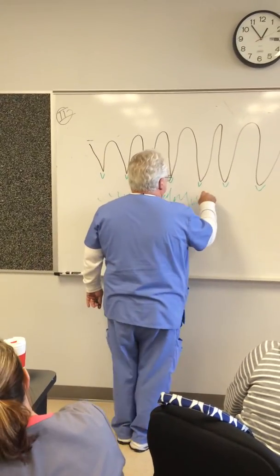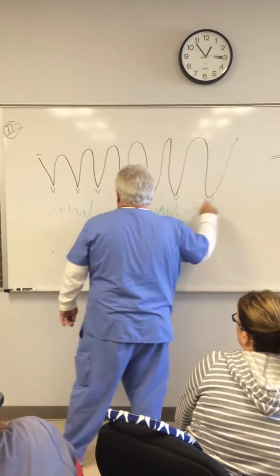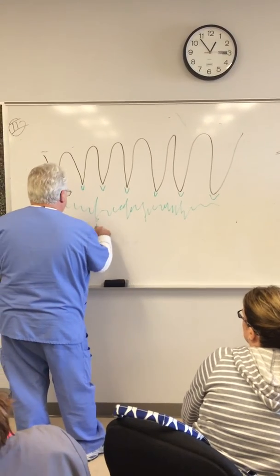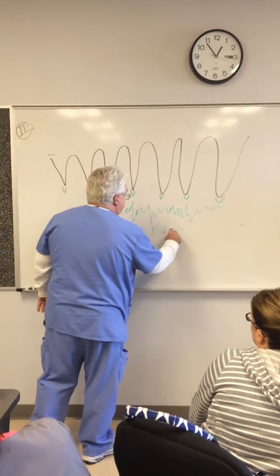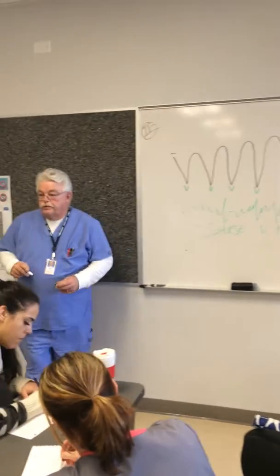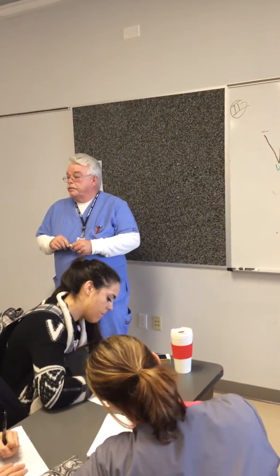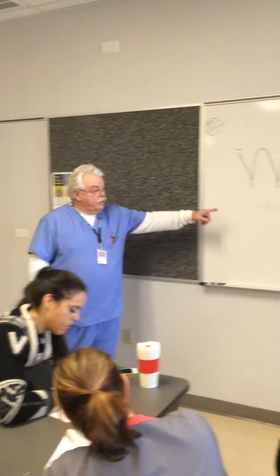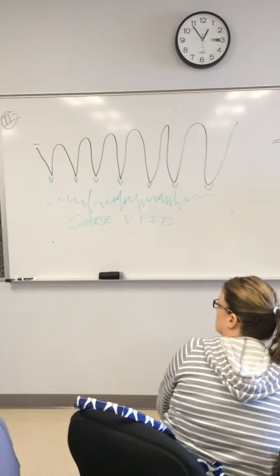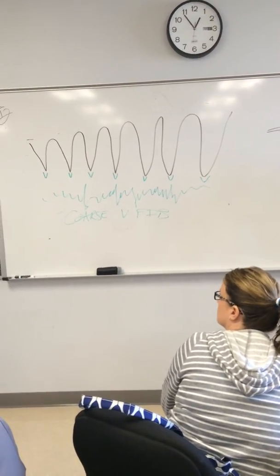What's this? Oh, that's the coarse VFib. Remember AFib, where the atria are quivering? Well, in VFib, the ventricles are quivering, all right? They're quivering pretty strong right here because it's coarse. It takes up a lot of the up and down space on the strip, right?